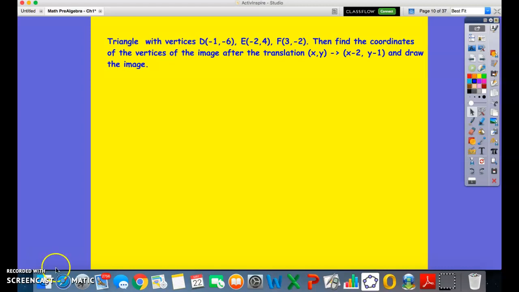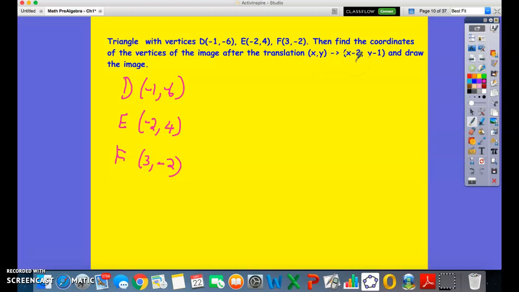So this is a continuation of section 13.4 that we learned yesterday. If we have a triangle with vertices D(-1, -6), E(-2, 4), and F(3, -2), this is the triangle DEF. And then it says, find the image after the translation.